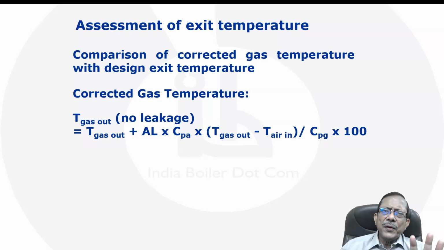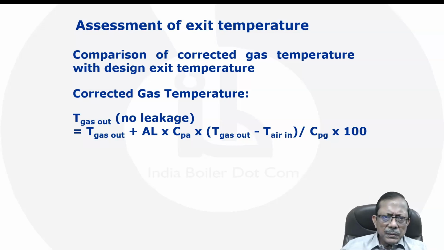The first thing is whether the temperature you are measuring is the corrected gas temperature, considering there is APH leakage. If there is APH leakage, and particularly if it is a rotary air preheater, then there will definitely be leakage, right? Somewhere less, somewhere very high. And that is going to mask the gas temperature, because cold air is getting mixed with the hot gas, and the resultant temperature is what is seen in the DCS, right? So the corrected gas temperature is the first thing which should be compared. When we are monitoring the gas temperature, it should be the corrected gas temperature.